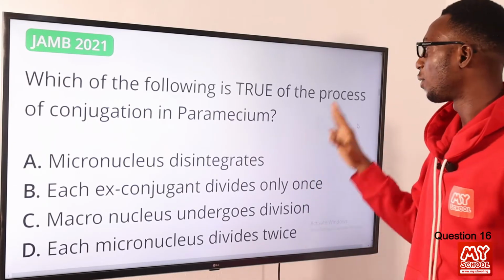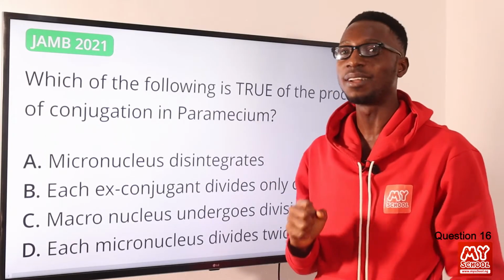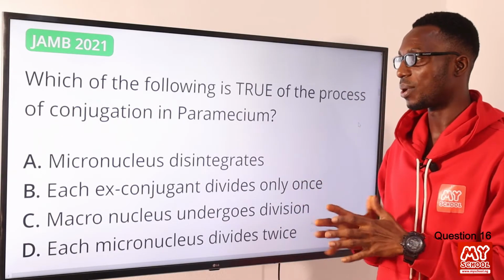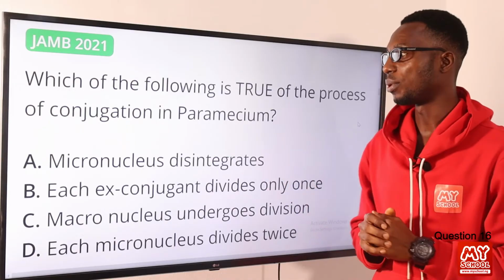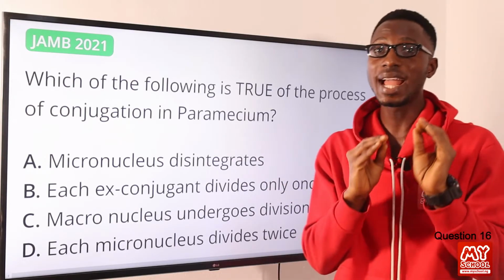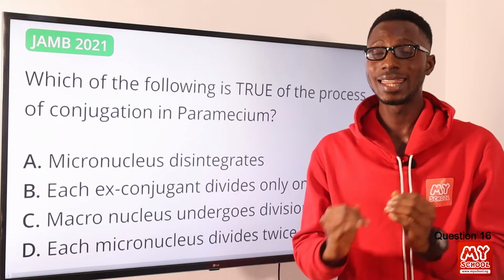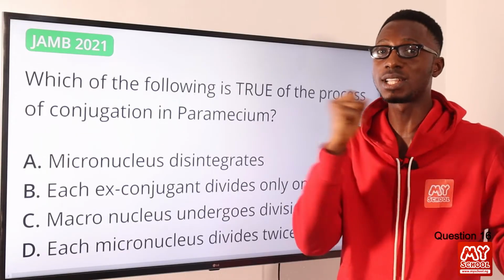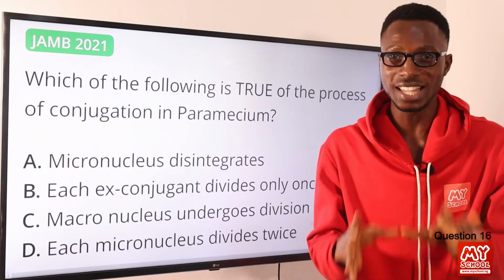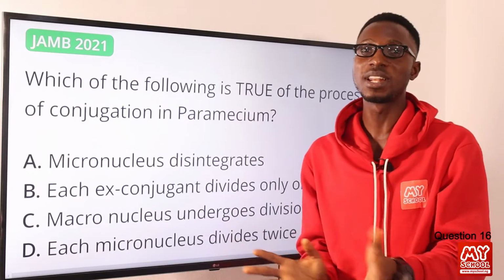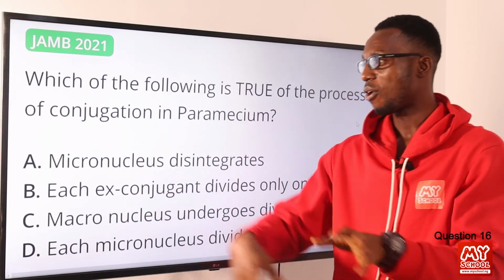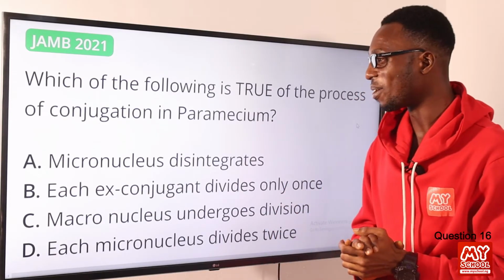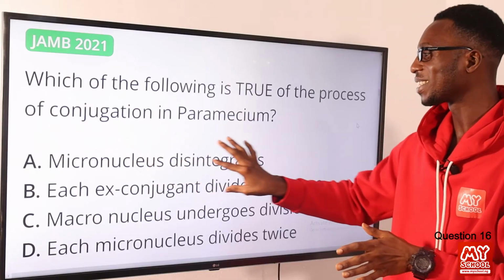So which of the following is true of the process? Let's look at statement A: micronucleus disintegrates. This is incorrect. Why? In paramecium we have the mega or macronucleus, and then we have the micronucleus. The macronucleus is responsible for the normal activity of the cell. When it comes to reproduction, sexual reproduction or division along that line, that is where the micronucleus comes in. So we have the statement that the micronucleus disintegrates.